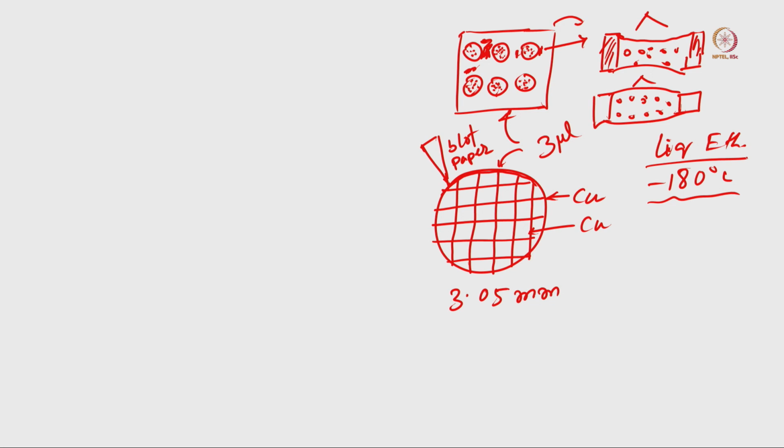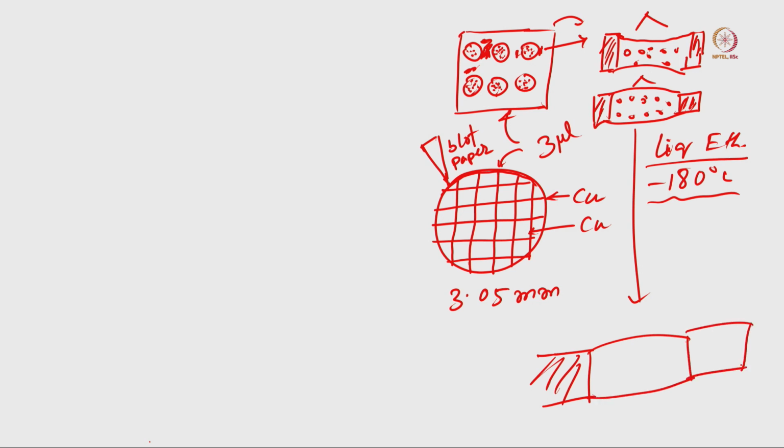Why we use liquid ethane, I will come back to later, and then it will form this kind of ice. Now, as I mentioned, this is the carbon area, and there is an ice formation here. The ice is called amorphous ice. This is a very soft ice.